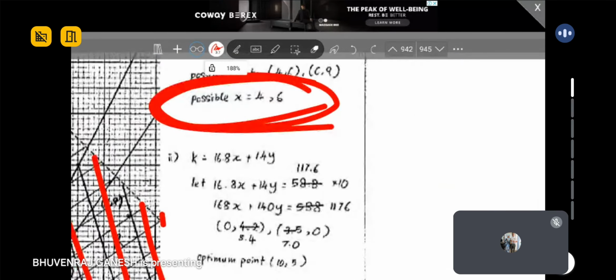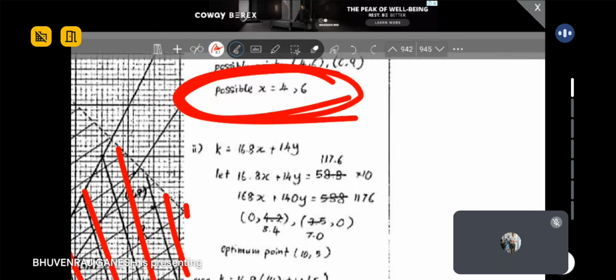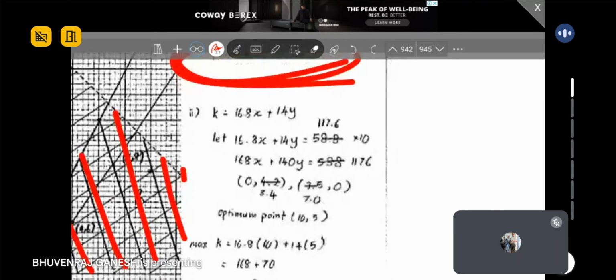So you can let K equal to a number. Just choose a multiple, guys, of 16.8 and also 14. Any multiple, so that you can find your X and Y values. So you have two coordinates, and you can plot the straight line already for your objective function.